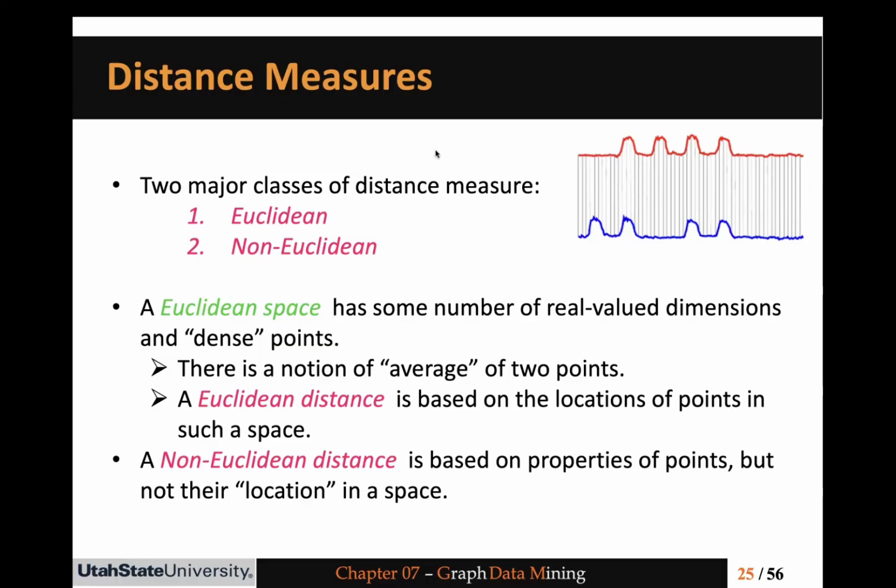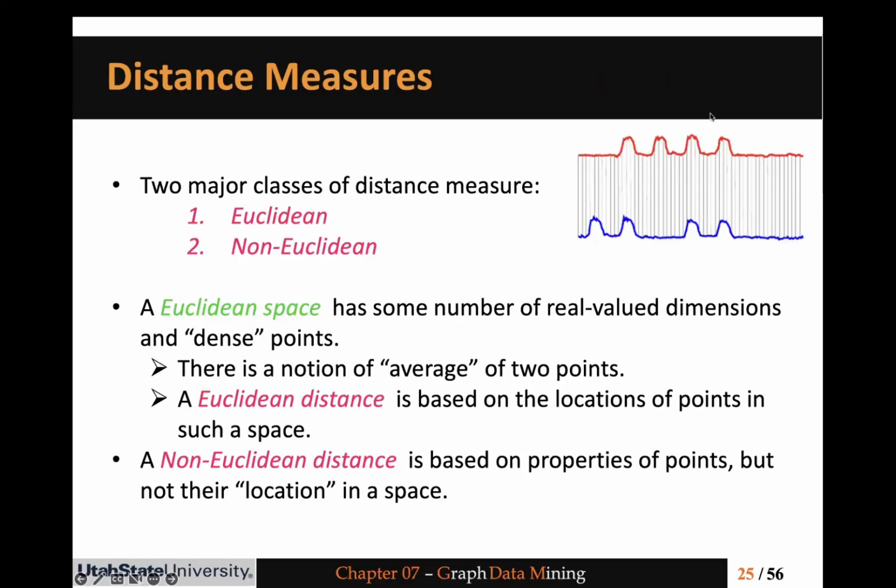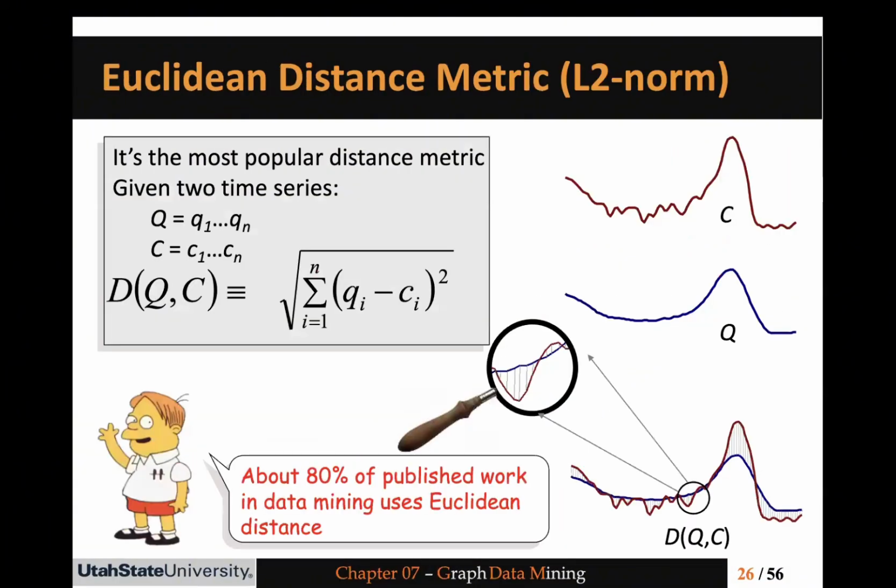An example of a non-Euclidean measure is the longest common subsequence, right? I would like to find out if these two signals, the red and the blue, share a pattern, but I don't care where they happen. I just care whether the pattern happens in the two time series. So this is an example of a non-Euclidean measure. Euclidean, on the other hand, means that I want to know whether they have the same exact patterns at the same exact time, right? And that's what the Euclidean restriction means in this case.